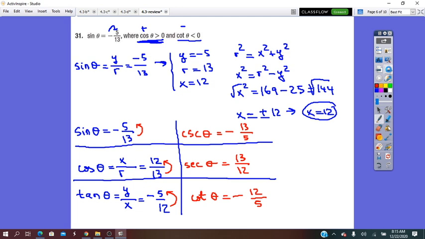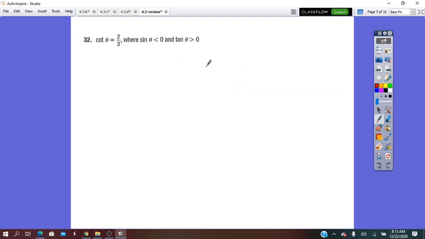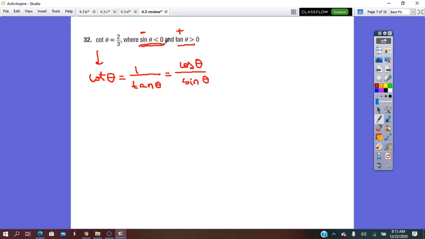Let's try more. Cotangent theta is given 2 over 3. The sine is less than 0, which means it's negative, and the tan is positive. Then we know that cotangent theta is the reciprocal of tan, so it equals the ratio of cosine theta to sine theta. The sine is given negative, and to get cotangent positive, it means that the cosine will be negative too. This is very important information.